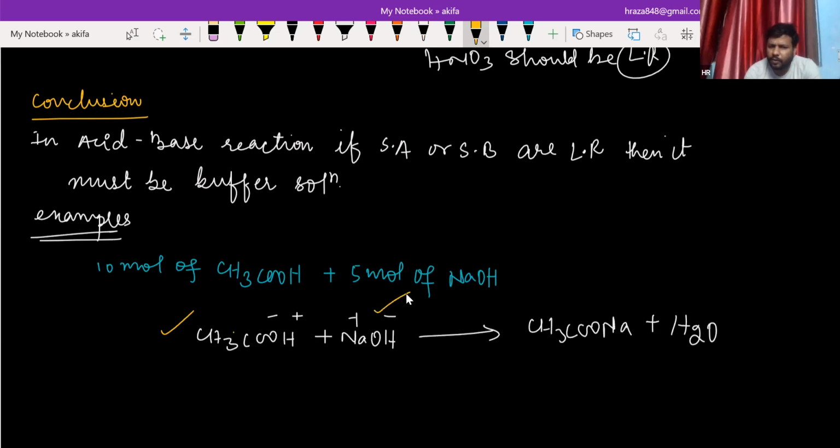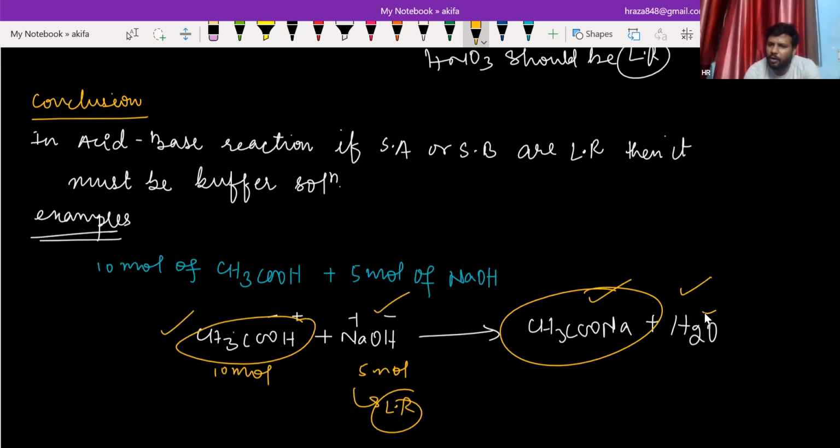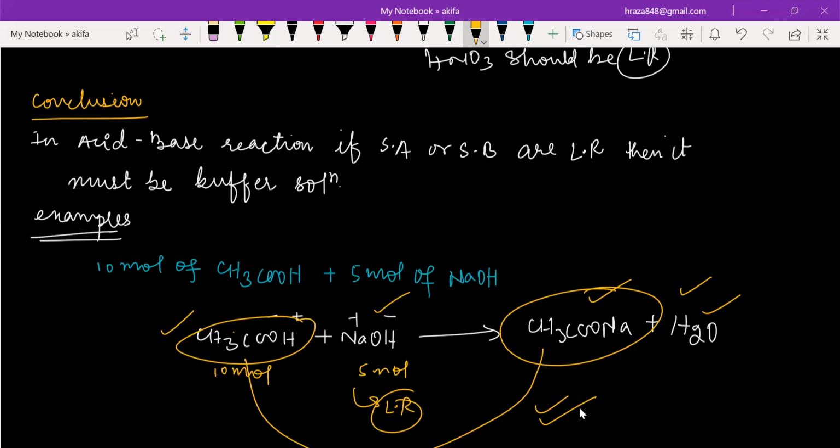Now just think that this is a balanced reaction. 1 mole of this reacted with 1 mole of this to form 1 mole of this and 1 mole of this. Now it is given that this is 10 mole, this is 5 mole. That means this is basically the limiting reagent. What will be left in the solution? This, and the water. So this will form a buffer solution.